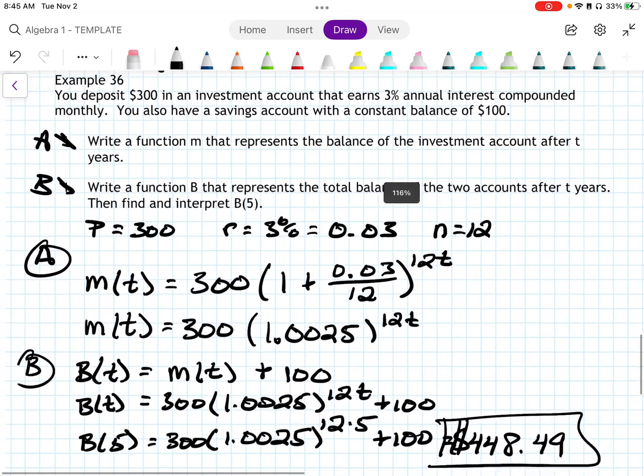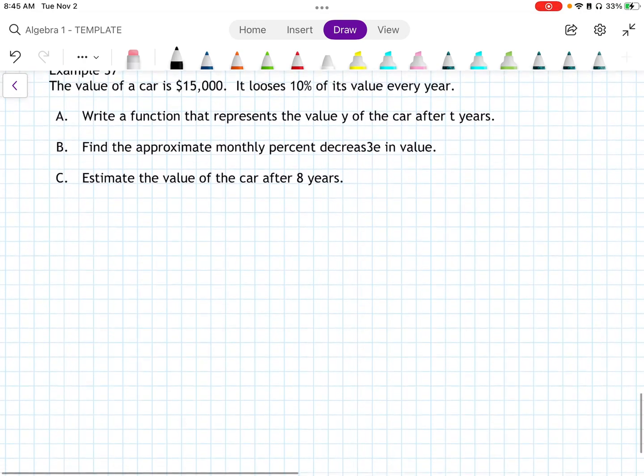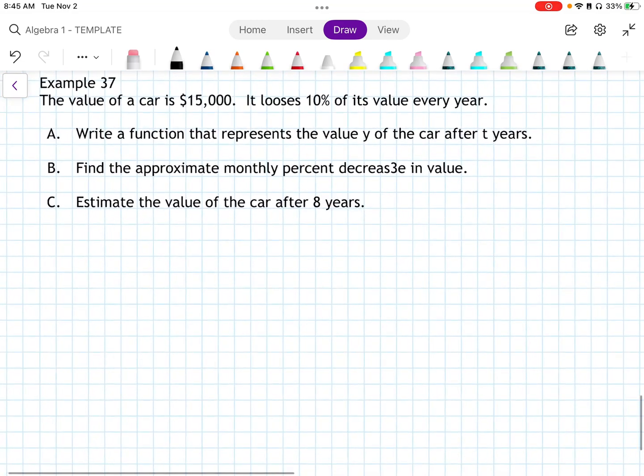All right. Let us scroll on. Example 37. This one has exponential decay. So the value of a car is $15,000. It loses 10% of its value each year. We're going to write a function that represents the value y of the car after t years. Then we're going to find the approximate monthly percent decrease in value. And then we're going to estimate the value of the car after 8 years.